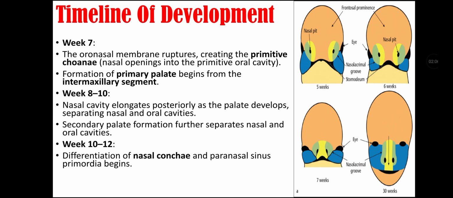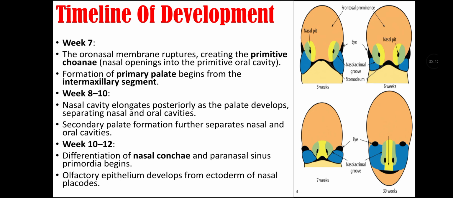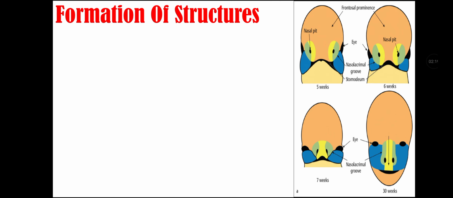Then there is week 10 to 12 in which there is differentiation of nasal conchae and paranasal sinus primordia begins. Olfactory epithelium develops from ectoderm of nasal placodes during week 10 to 12.